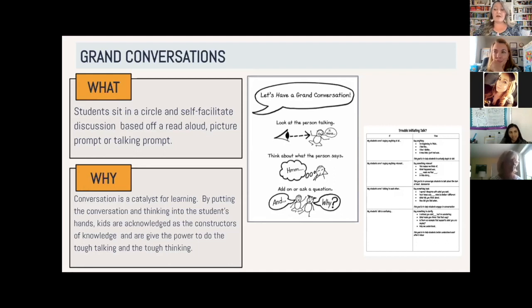And by putting the conversation and the thinking into the students' hands, kids are being acknowledged as, listen to this, the constructors of knowledge. They're the ones creating that knowledge. And they are given the power to do the tough talking and the tough thinking. Because guess what?